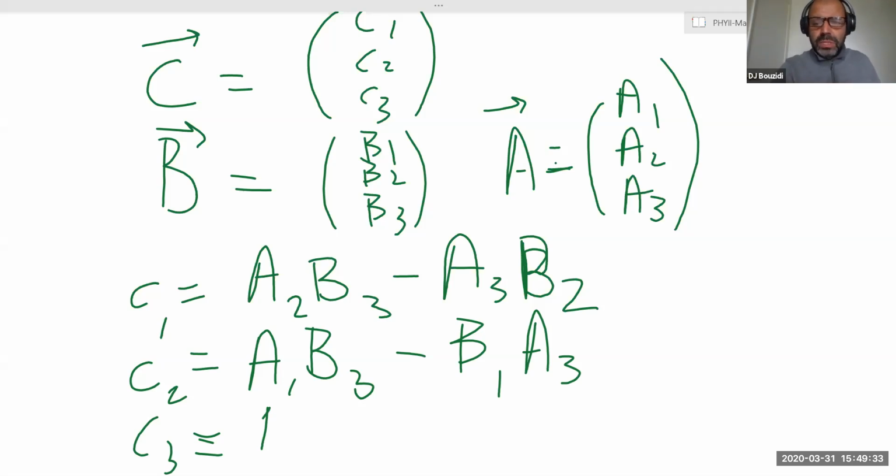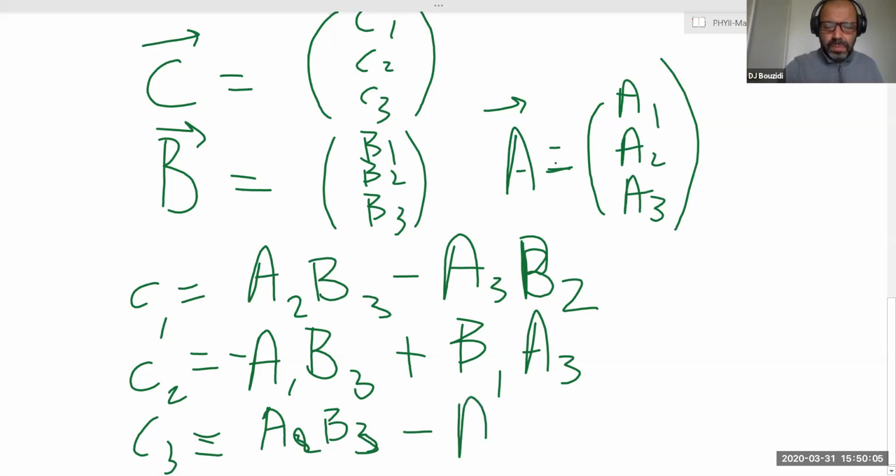So the components for C2 are A1 times B2 minus B1 times A2, except I have to flip that sign. So this will be a minus and this will be a positive, okay? The terms are correct, except the sign was wrong. This last term is going to be A2 times B3 minus A3 times B2.